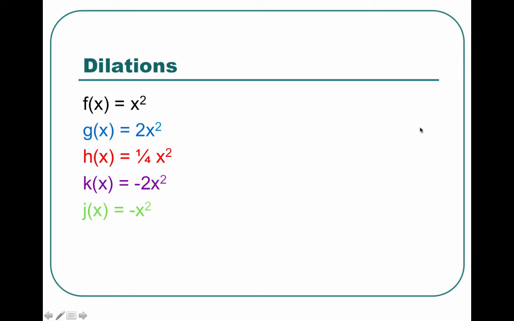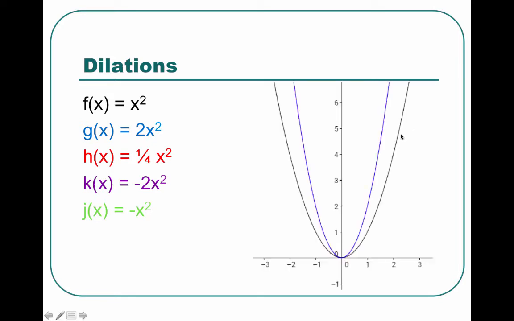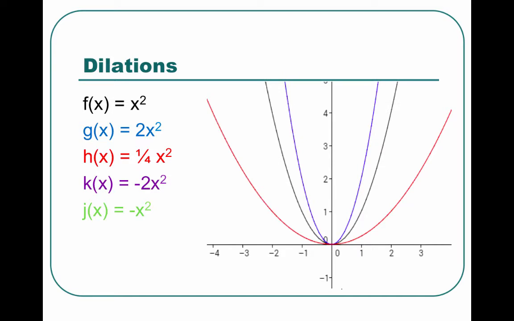Dilations. If we were going to graph these on the same coordinate plane, f of x is black. It's our regular f of x equals x squared. And then we multiply by 2. Notice, it goes up faster. If you multiply something by 2, it's going to go up a little bit quicker. Now we're going to multiply by 1/4, and it goes up much slower. It's going up at 1/4 of the speed. It's going to slow down.